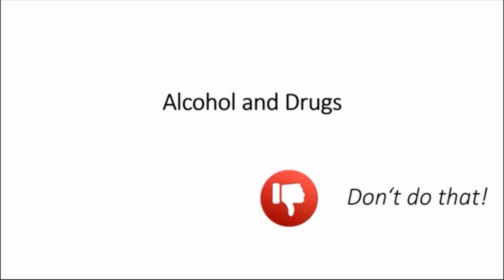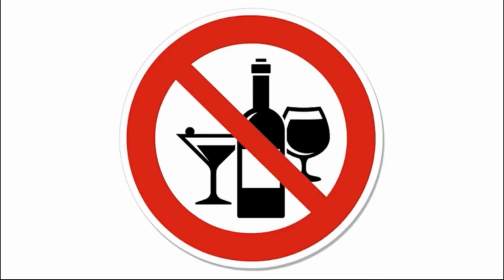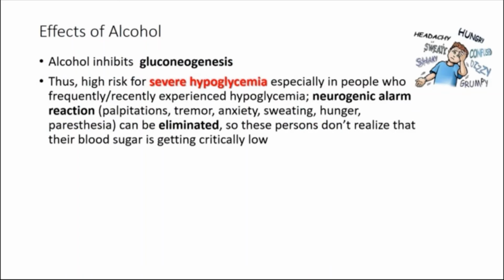The next part is a very, very important one. I think it's probably the most important one for these GSDs. Alcohol and drugs: don't do that. What is bad with alcohol? Alcohol stops the gluconeogenesis. That is to say, it will completely block your ability to produce glucose from protein. So, after consumption of alcohol, you are really at a severe risk to develop a bad hypoglycemia.